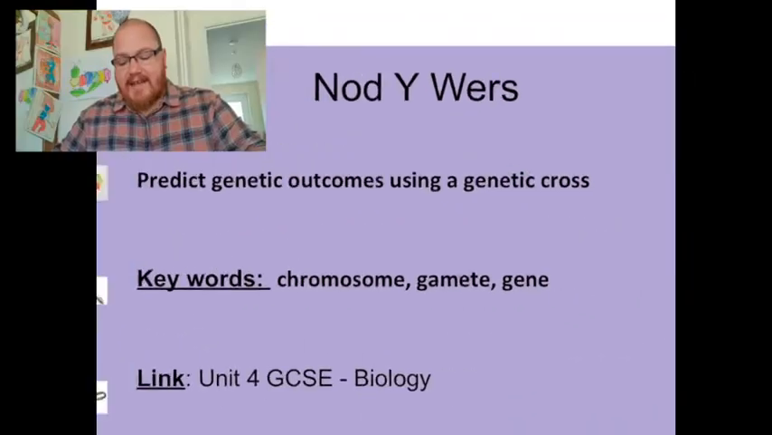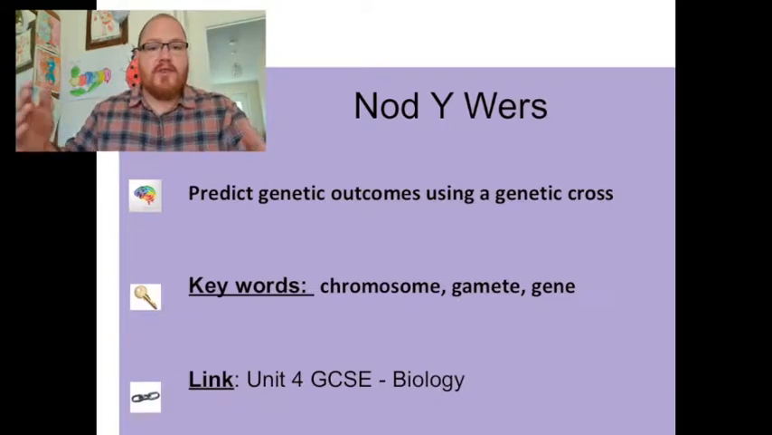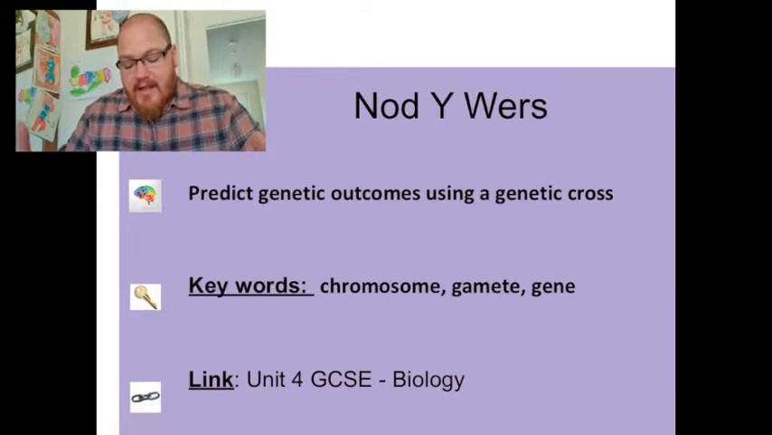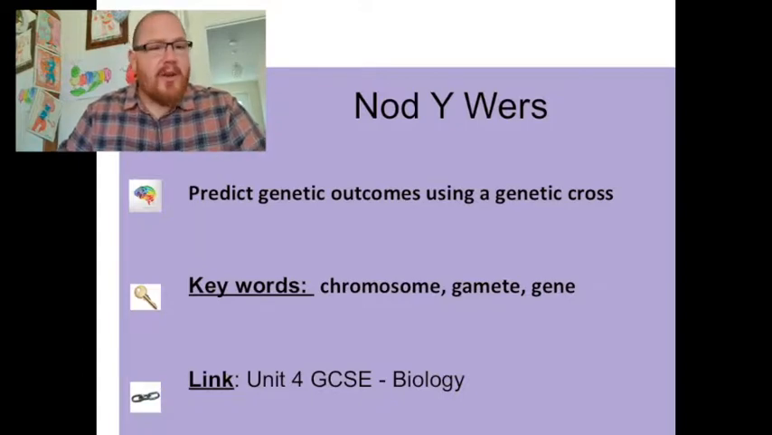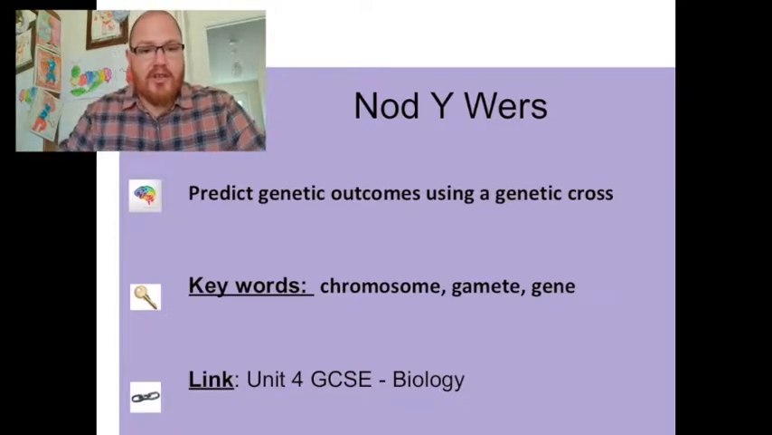So today's lesson is on predicting genetic outcomes using genetic crosses. So we're going to use these crosses. Now, your keywords: chromosome, gamete, gene, but we're going to be using a lot more words that you've probably never heard before. This is linked with your GCSE biology.